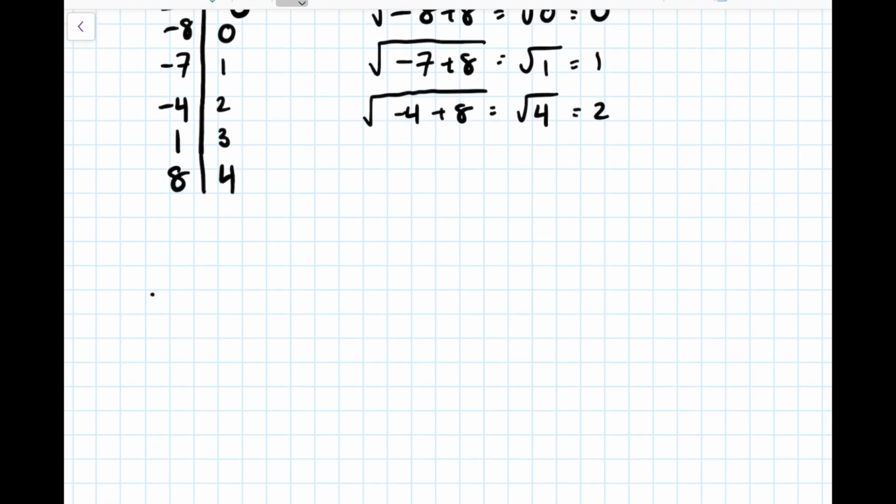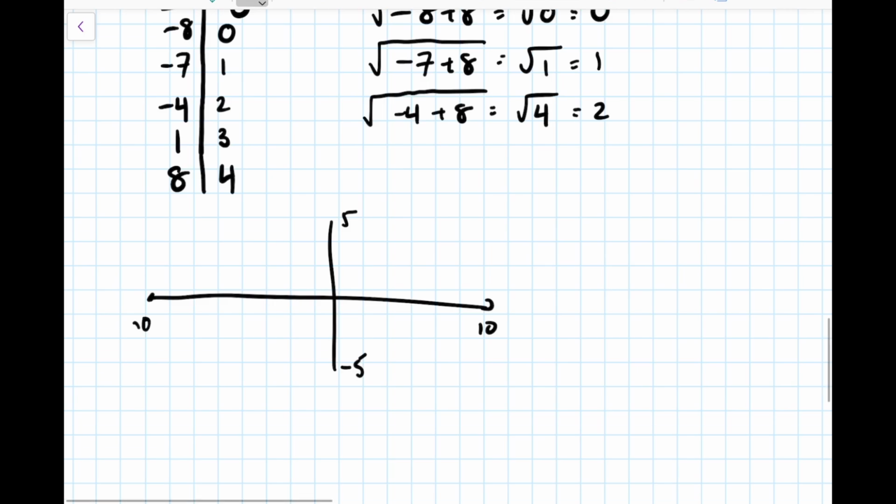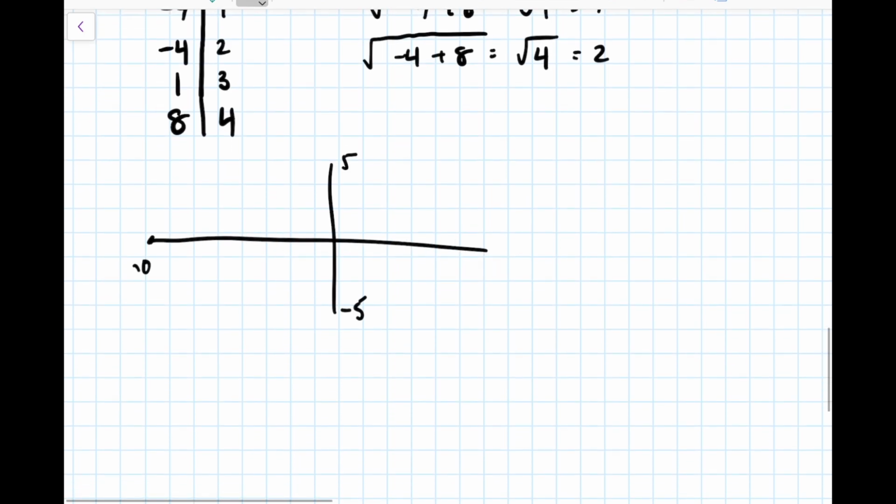We're going to go from negative 10 on the left to positive 10 on the right, and then maybe just up and down to 5 and negative 5. So if you're graphing along at home, go ahead and sketch yourself out that graph, and then come back and we will graph it together.